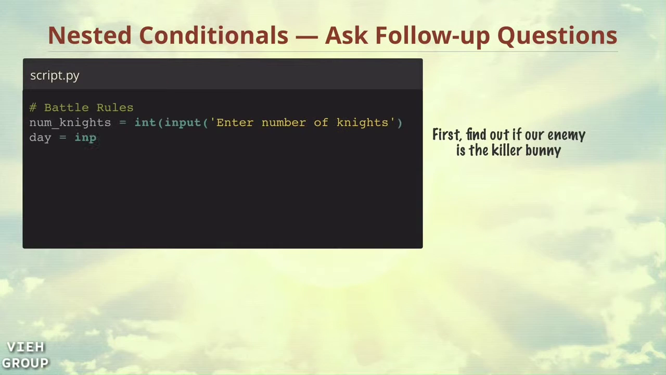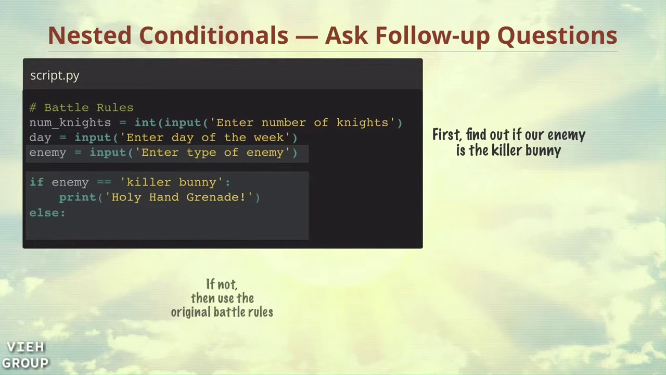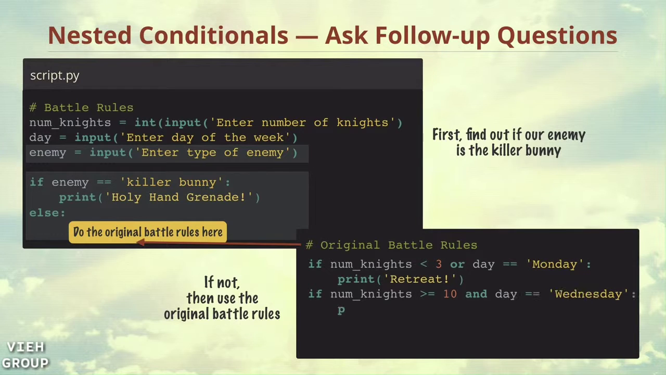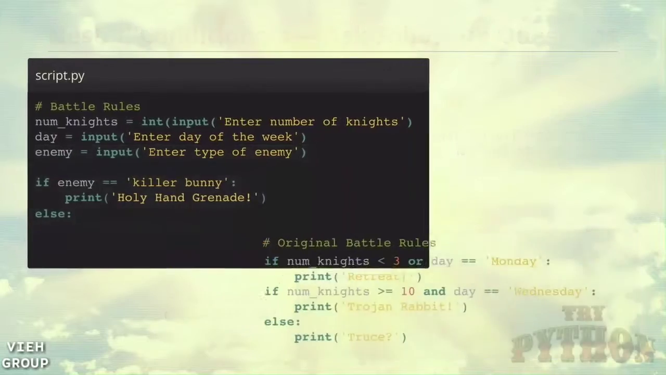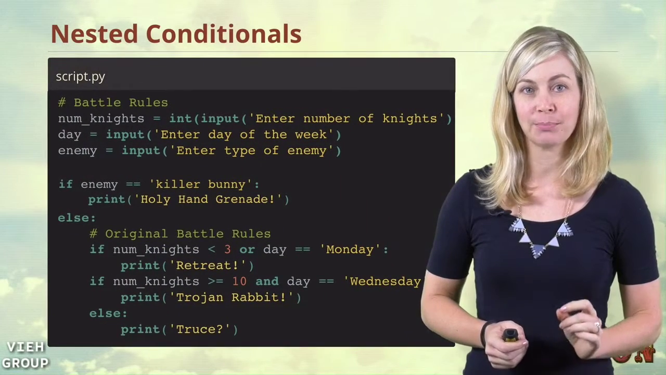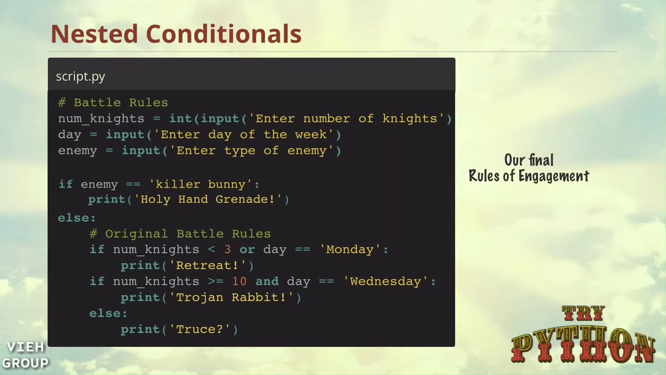Here, we check if there is a killer bunny. If so, we use the holy hand grenade. Otherwise, we nest in our original battle rules into the else block. Here you can see our final rules of engagement program complete with a nested conditional.